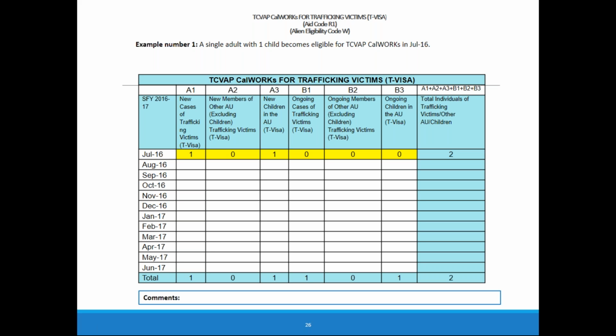Example number 1. A single adult with one child becomes eligible for TCVAP CalWORKs in July 2016. This information will be entered in the July 16 row. On column A1, enter 1 for the trafficking victim. On column A2, enter 0 because there are no other adults living in the assistance unit. And on column A3, enter 1 for the child living in the assistance unit. On column B1, B2, and B3, enter 0 unless there are cases from previous months to report.